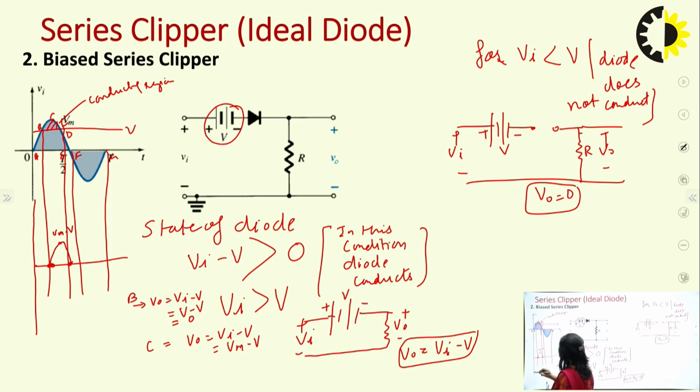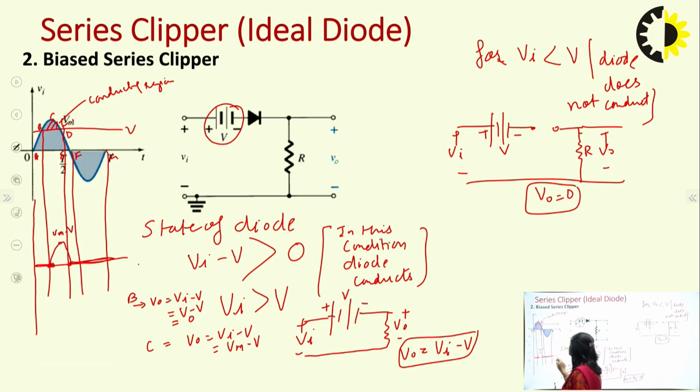This is 0, and again at point F. So this region is the non-conducting region, and in the non-conducting region, the rest of the region A, F, G, all this region is a non-conducting region, and in the non-conducting region our output is 0. So here the output is 0. Throughout, the output would be 0. So this is the output waveform of the clipper.